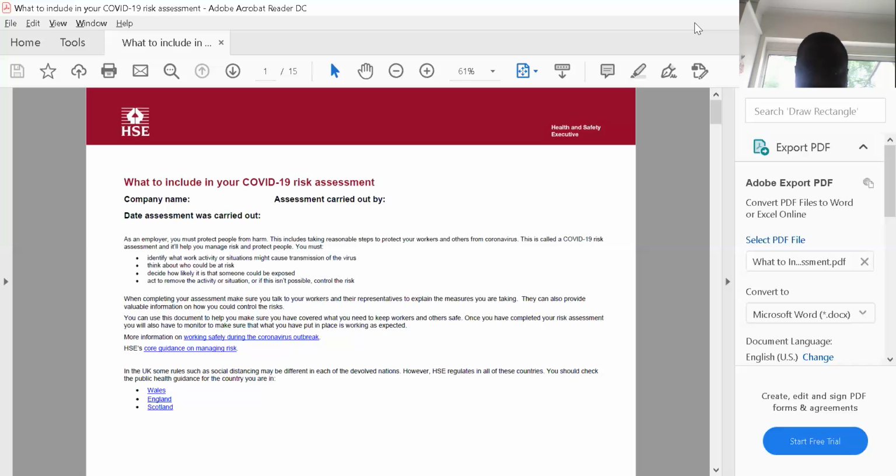So, the things you must do. Remember, when the law, or a regulator such as in our case the Health and Safety Executive, HSE, says that you must do something, this is what the law expects you to do. So let's have a look. There are 4 items, and the first of the 4 items is to identify what work activities or situations might cause transmission of the virus.